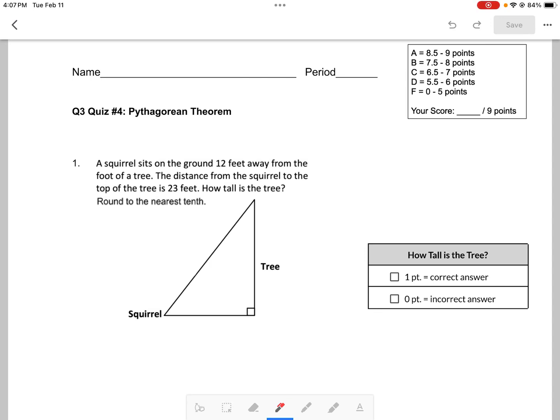Hi there, friends. Today we are talking about our Pythagorean theorem quiz from Friday. And we're going to start with number 1.